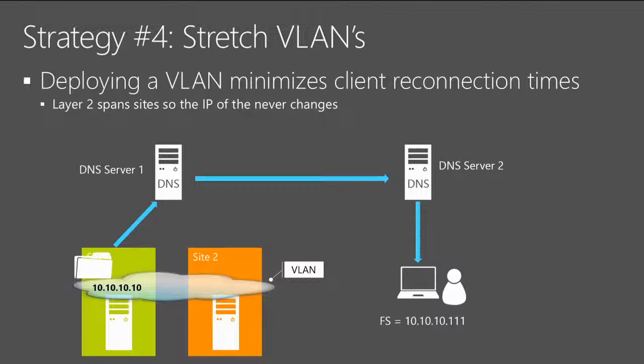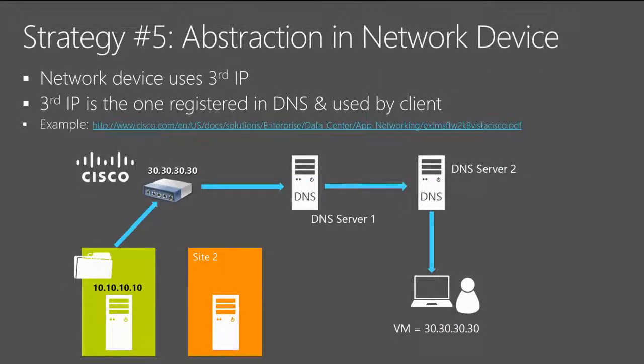Another thing you can do is go back to the way we did this in 2003, the way clustering had to do this, which is you can stretch VLANs across sites. Now, I can't promise you that your network admins aren't going to key your cars and slash your tires, but it is something you could dare to ask them. That way, when you move that share over, the IP never changes. So that's something you can do as well.